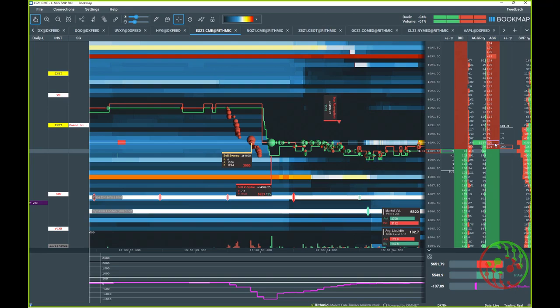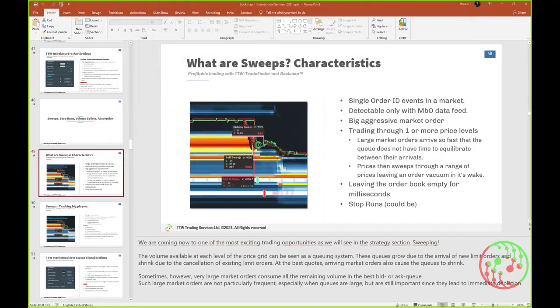Why are we talking about that? Because you should understand the difference between volume spikes and sweeps, because sweeps are mostly there. As I promised, I will discuss the stop run issue again with you, and what I think, or what we think, stop runs are.